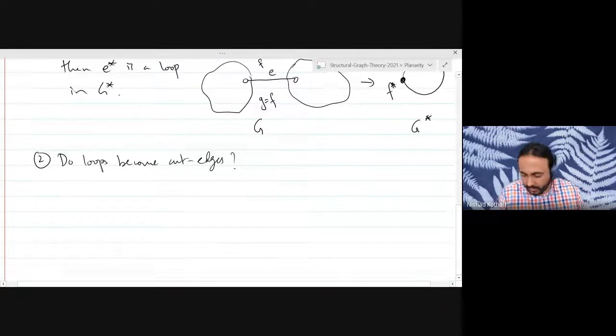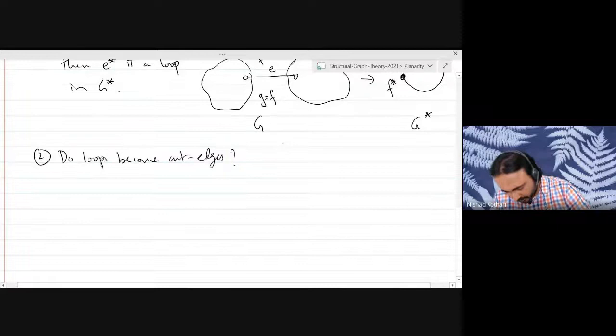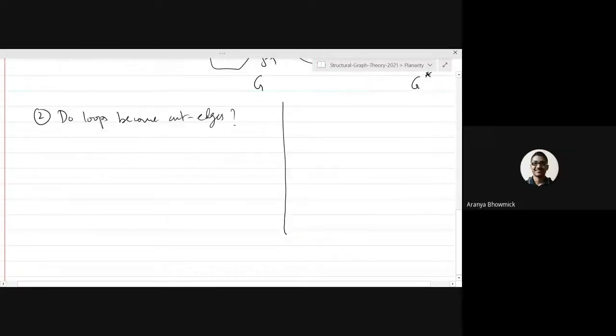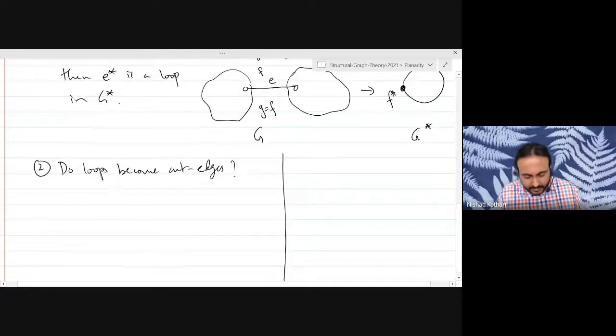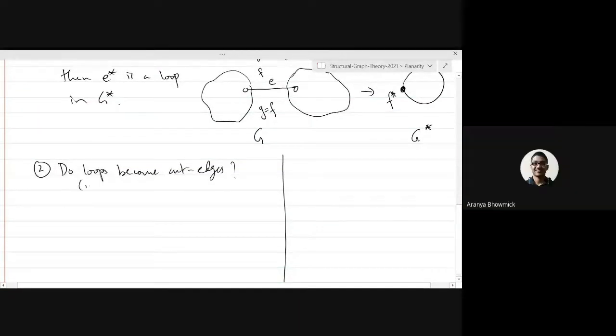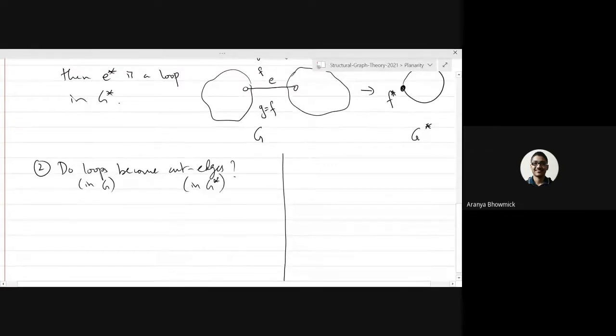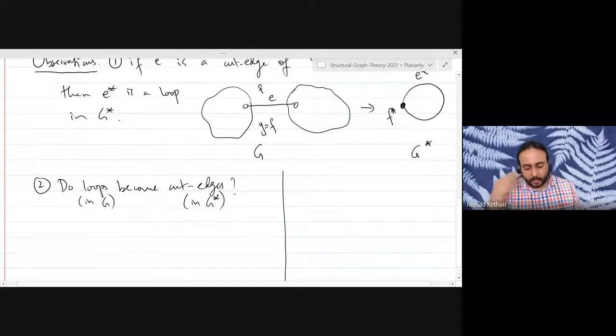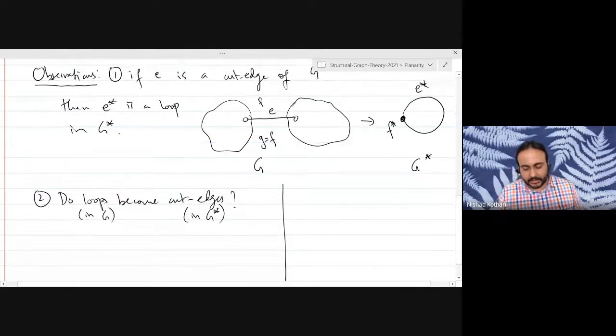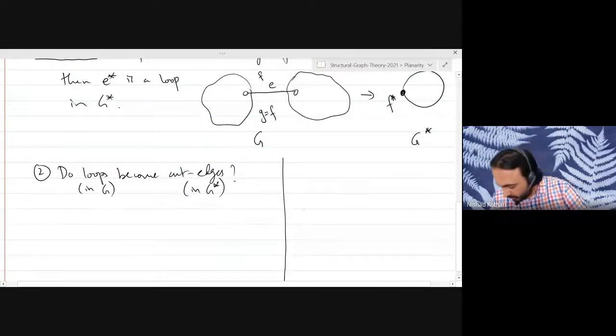Let's take one example. So do you mean loops in G star? Loops in the original graph G, do they become cut edges in G star? Okay. So if E is a loop in G, is the corresponding E star a cut edge in G star? Okay. So let's just make one simple example here.